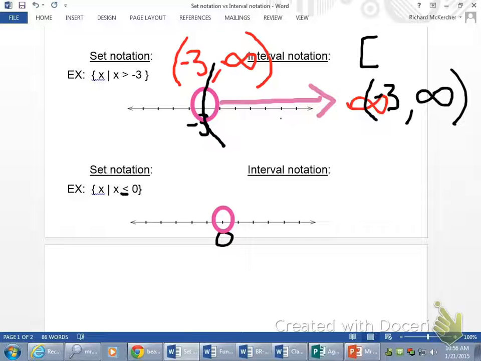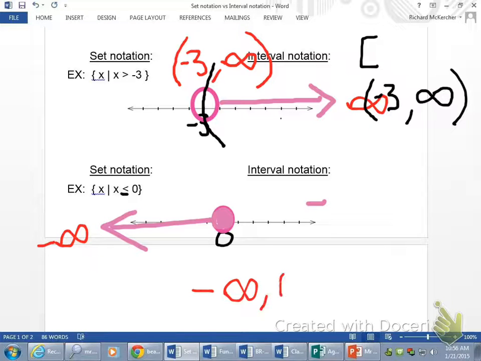Okay, let's check out this other one. Notice that I did change this. It was supposed to be less than or equal to. So it's less than or equal to now, so I'm going to graph this with a solid dot. And of course everything to the left. Now again, let's talk about left bound and right bound. On the left-hand side, where is this thing bound? Well, it's bound all the way out here at -infinity. That's the left boundary. The right boundary is the 0. So I put the left boundary is -infinity, and the right boundary is 0.